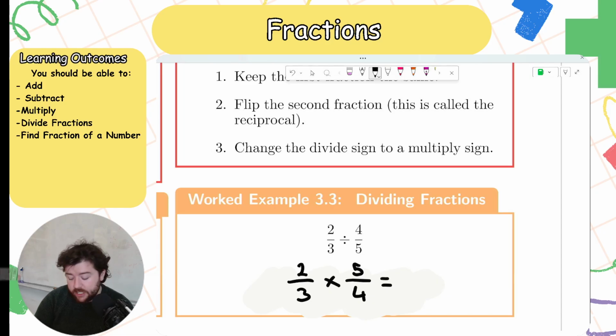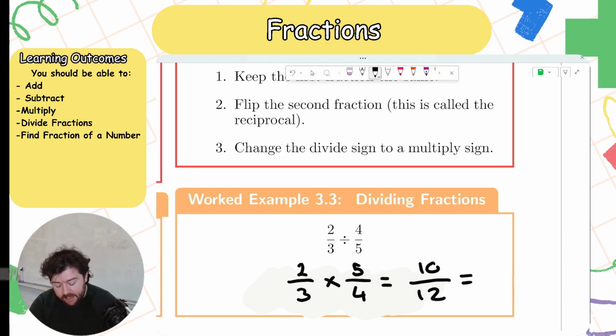Now we do our multiplication rule. Top by top, bottom by bottom. 2 times 5 is 10. 3 times 4 is 12. This can be simplified by dividing the top and bottom by 2.